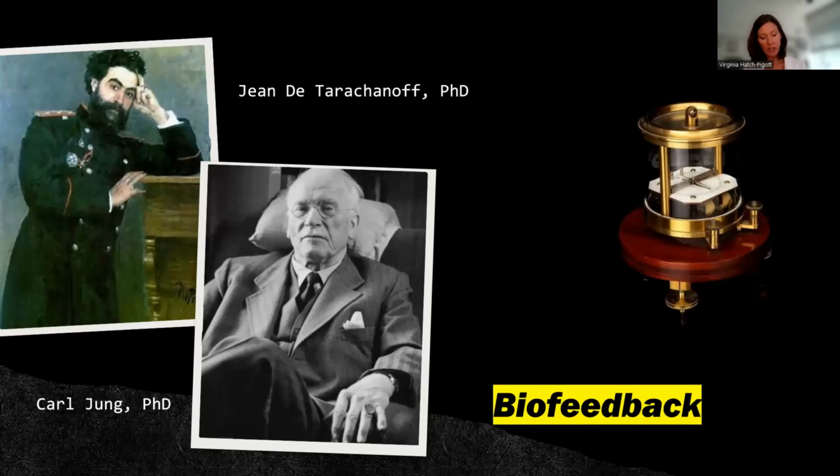Simultaneously, there were psychologists who began to investigate the influence of electricity in the skin in relation to psychological phenomena. One of the earliest publications involving the use of the galvanometer in research was published in 1890 by Jean, I might not pronounce this right, de Tarshanov in Russia, entitled Galvanic Phenomena in the Human Skin in Connection with Irritation of Sensory Organs and with Various Forms of Psychic Activity.